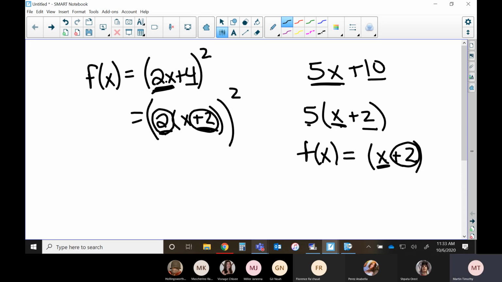So now I can say I have a horizontal compression. Remember, it's the opposite of what I think. Bigger than 1, I would normally say it's a stretch, but it's inside, so it's opposite of what I think. So it's a compression and a shift of 2 left. Yes or no?